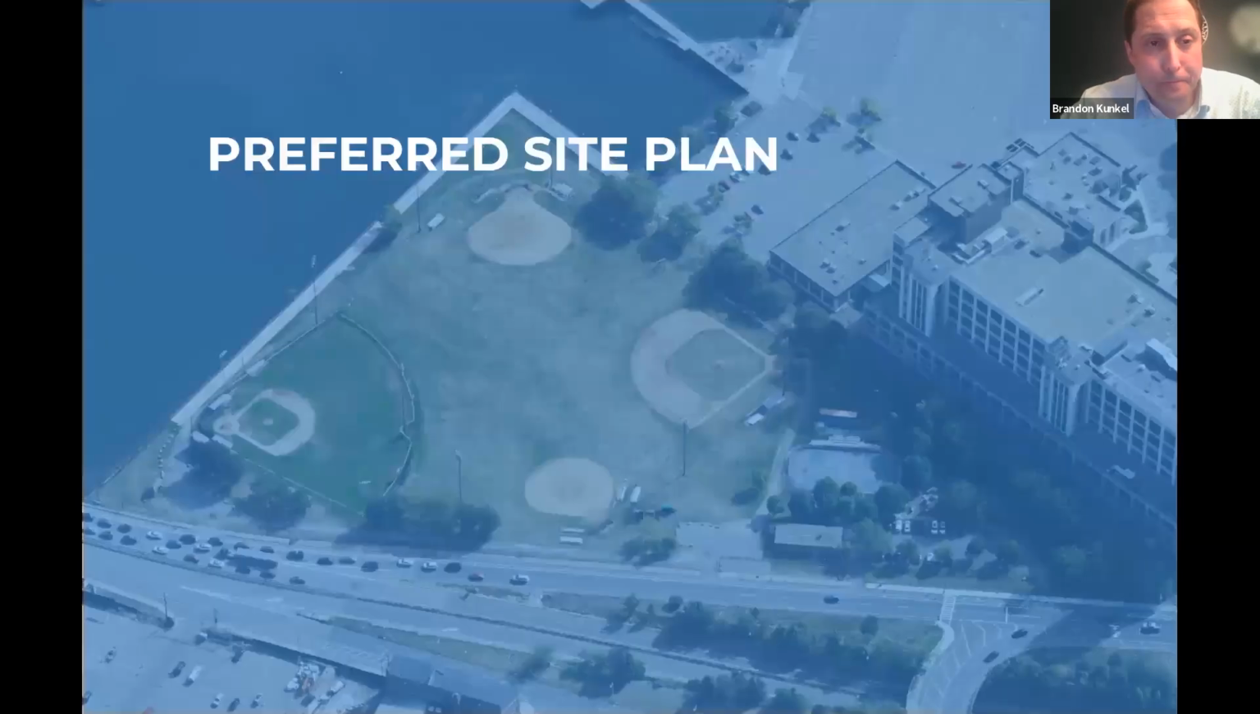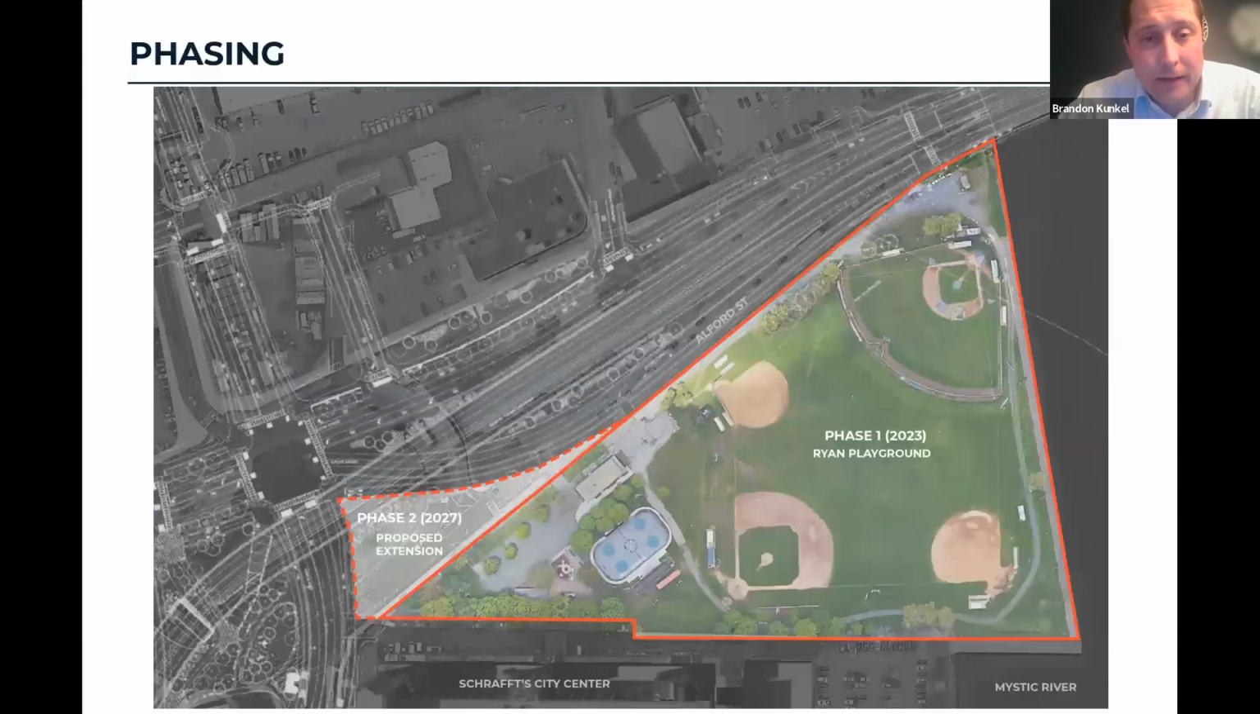Next slide. So here we are, the preferred site plan. Next slide. And as I mentioned, the phasing. So phase one, as B mentioned earlier, the goal is to do the park limits as they are today. So you won't really be sacrificing anything when it comes to land at the moment.